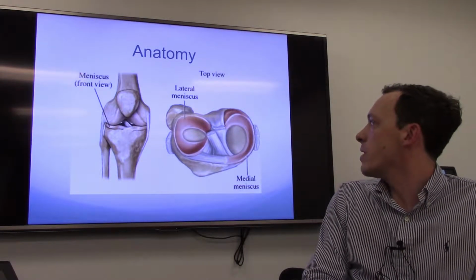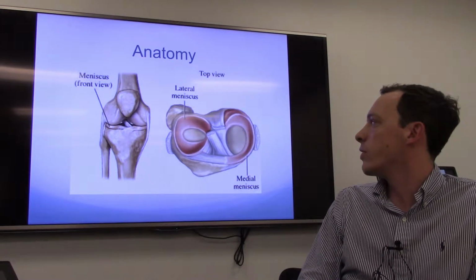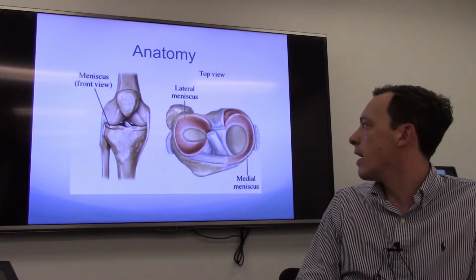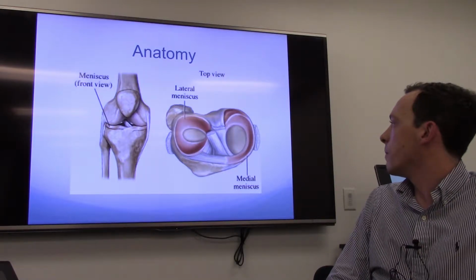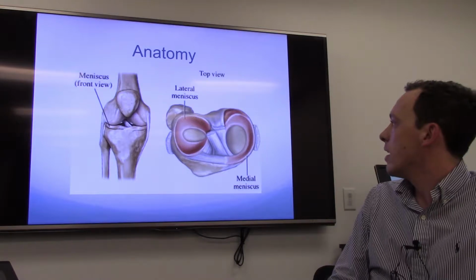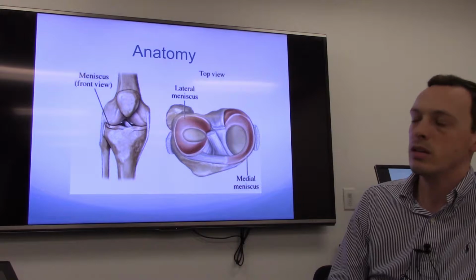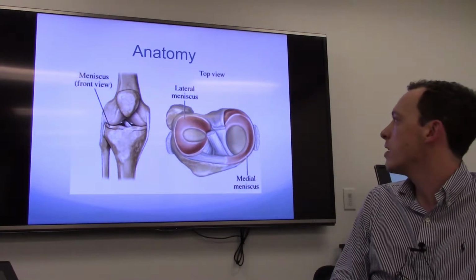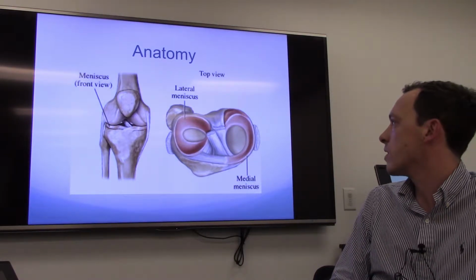So this is a diagram. They're wedge-shaped, so larger at their periphery, and then they get narrower as you go inside. And if you notice, the medial meniscus communicates more closely with the medial collateral ligament, and that's one of the factors that increases the risk for medial meniscus injury compared to the lateral side, because when you injure your MCL, you can also tear off a piece of the medial meniscus there.